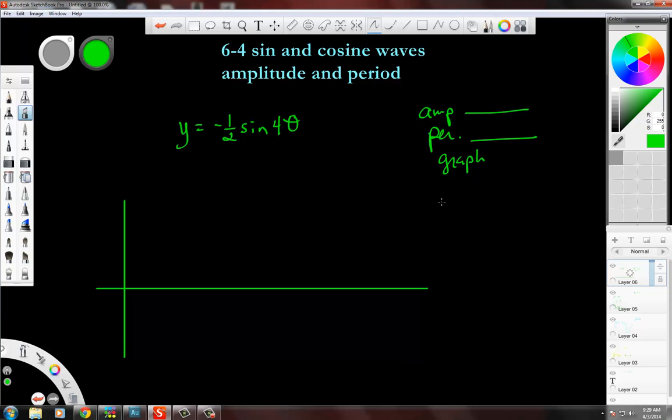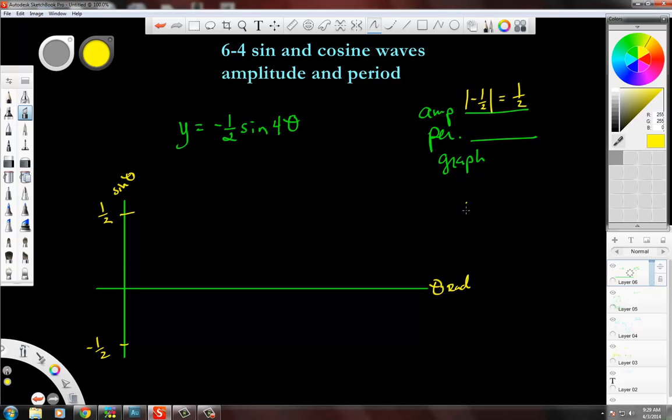All right, get a different color. What is the amplitude of this? Well, it is the absolute value of negative 1/2, which is 1/2. Okay, and by the way, we should be labeling this. This is pi or theta radians, and this is going to be the sine of theta. Labeling our axis is important. The amplitude is 1/2, so I'm going to go ahead and just go 1/2 here and negative 1/2 here. I think that's important. And now we need to figure out what the period is.